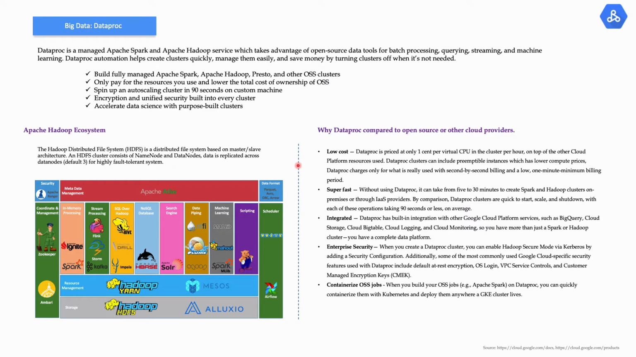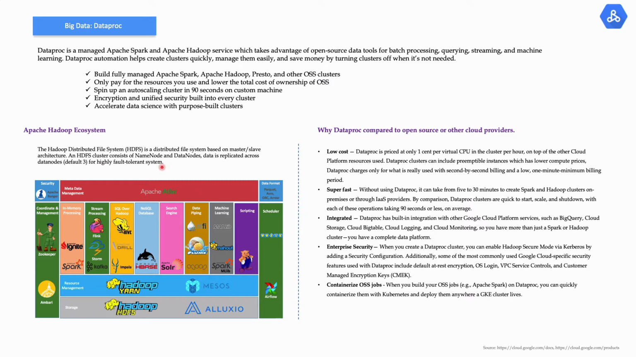Now let's first look at Dataproc. Dataproc is a managed Apache Spark and Apache Hadoop service, which takes advantage of open source data tools for batch processing, querying, streaming, and machine learning. Dataproc automation helps create clusters quickly, manage them easily, and save money by turning clusters off when they're not needed.